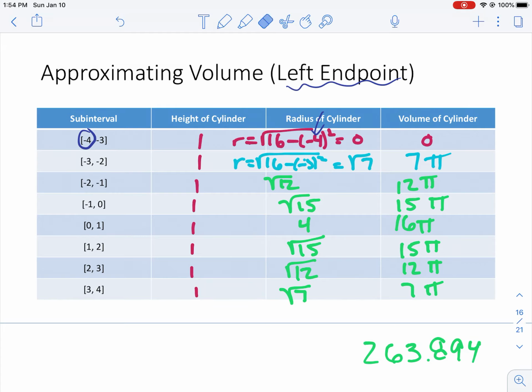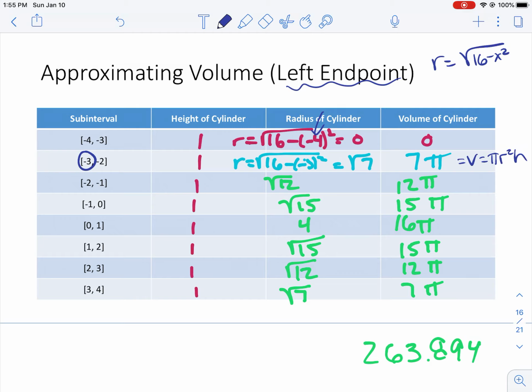My height is going to be 1. Again, that's constant for all of these. And now my radius is still going to be the square root of 16 minus x squared, but now my x is going to be the left endpoint, which is -3. So if my r is square root of 7 and my h is 1, because volume is equal to pi r squared h, if I square the square root of 7, I get 7 times pi times 1. That's where I'm getting 7 pi from. Okay, and you can pause this video and go through a couple of these examples. Hopefully it will make sense to you.